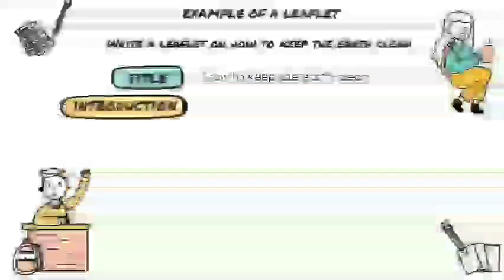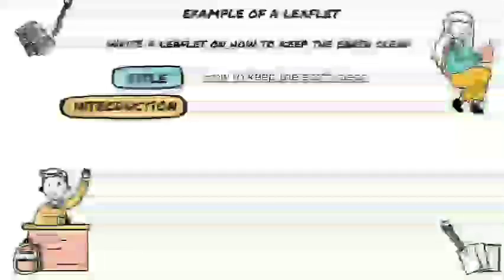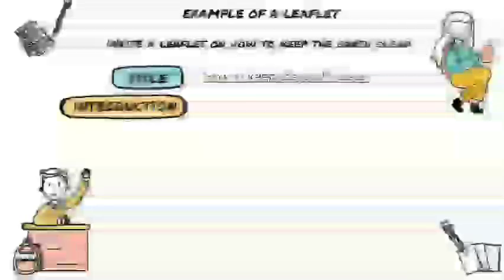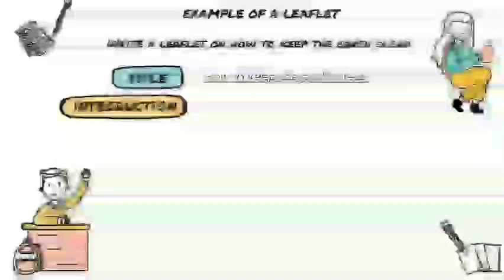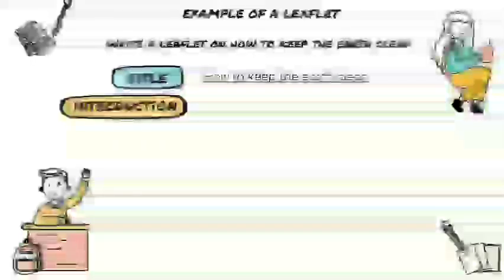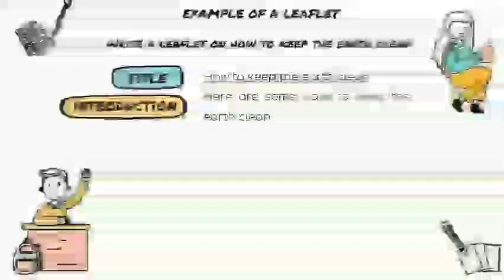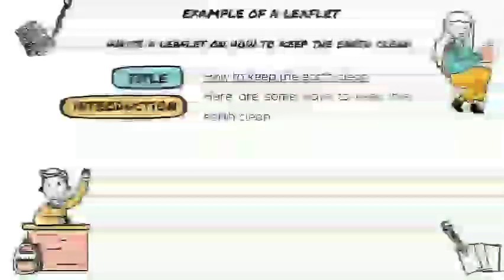Next, introduction. So, like I said, you can write down your introduction as simple as you want. You can also write as long as you want, but don't make it too long that you don't have time to write down the content. Remember, paper one, you only have 1 hour and 30 minutes to answer. Okay? I wrote here are some ways to keep the earth clean. I made it simple and very straight to the point.